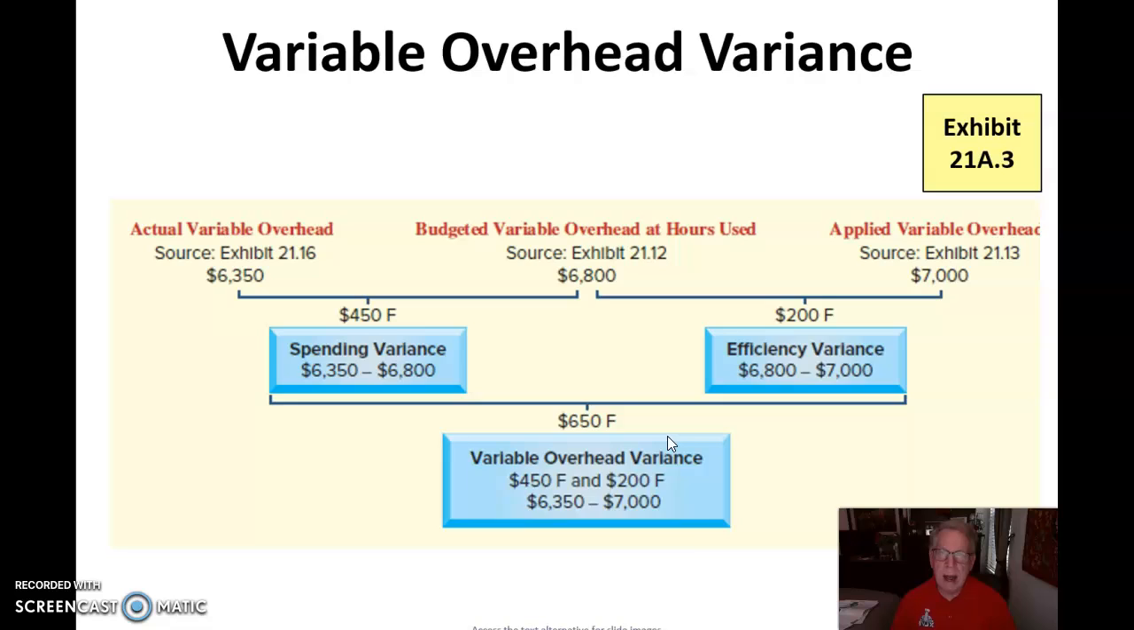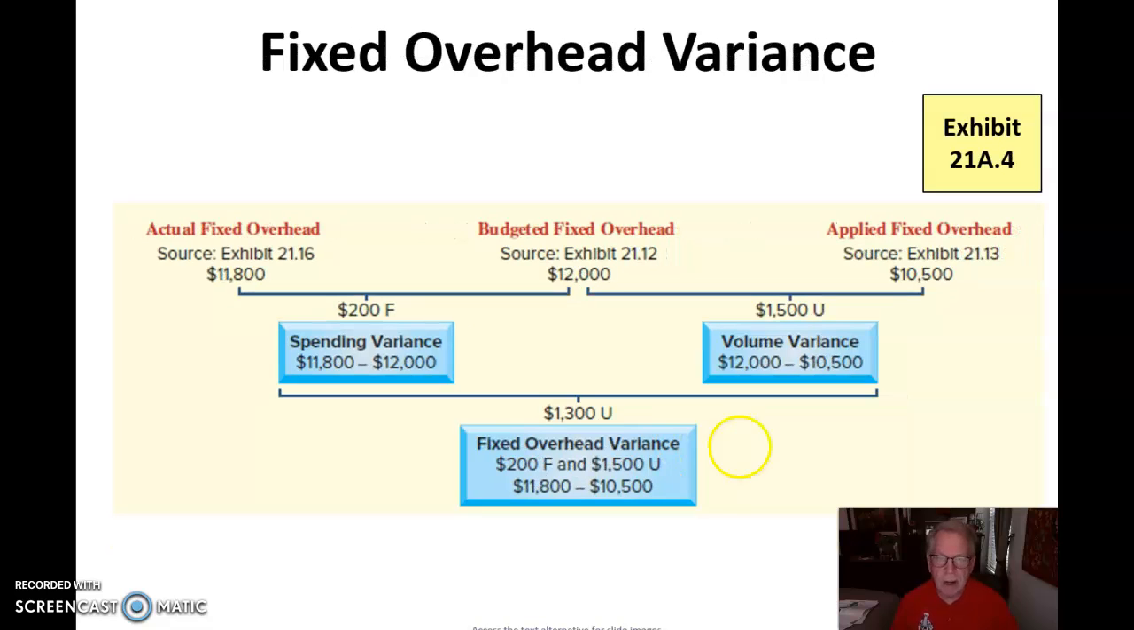Okay, now if we look at the fixed overhead variance, we do the same thing. We grab those numbers here, here, and here, and calculate the spending variance, which is $200 favorable, and the volume variance, which is $1,500 unfavorable. Together, they represent a $1,300 unfavorable fixed overhead variance. Okay.